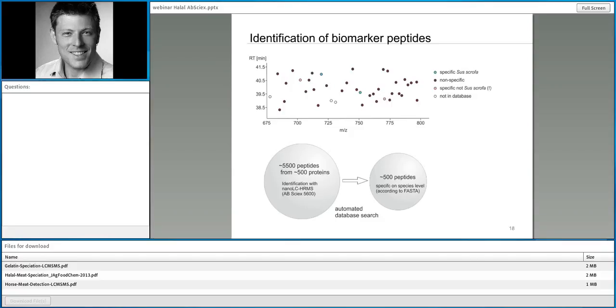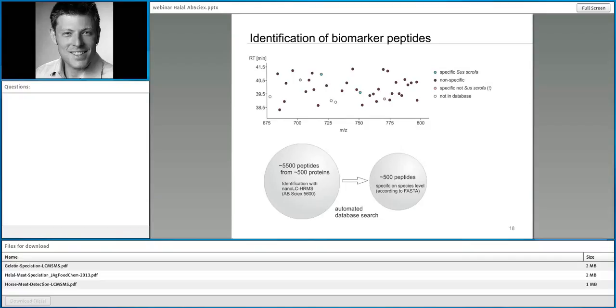In our experiments, by using a soft extraction method, we reduced the complexity of our proteome, and we were able to identify 5,500 peptides from 500 different proteins using the triple TOF machine coupled to the Exigent Nano LC.